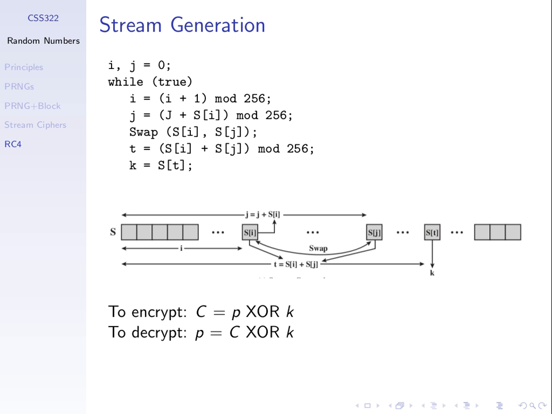Swap S1 and S3, that is, swap 3 and 4. So instead of 2, 3, 7, 4, we get 2, 4, 7, 3. That was this swap operation.